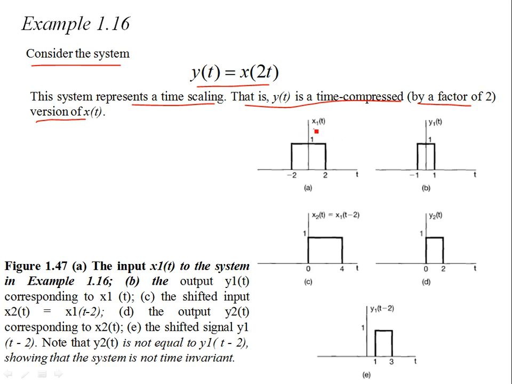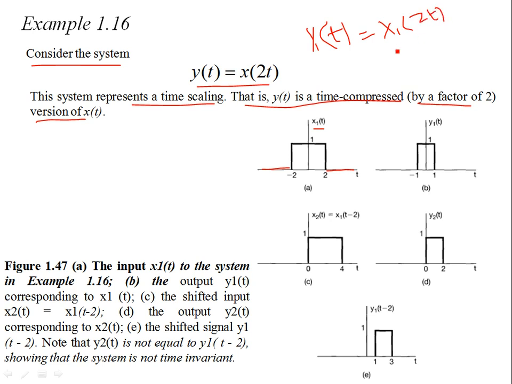For example, over here you have x1 of t. If you apply a certain input x1 of t whose duration is from -2 to +2, otherwise it is 0 elsewhere, what happens is that this is compressed in time to -1 to +1, and you can understand why. Because y1 of t is my x1 of 2t, right?